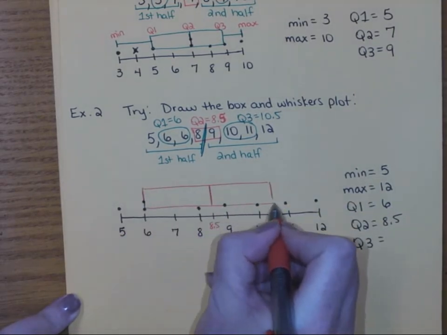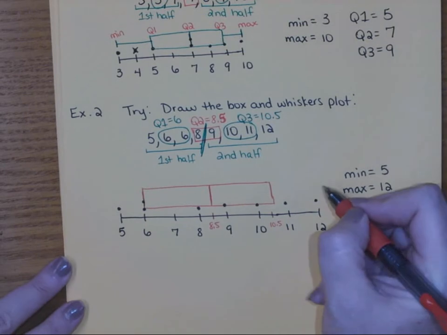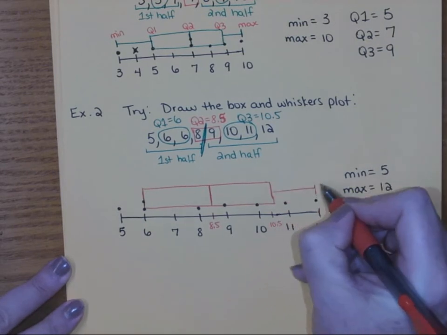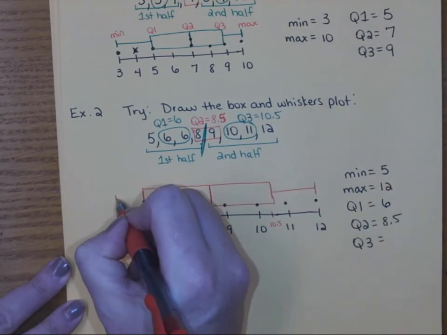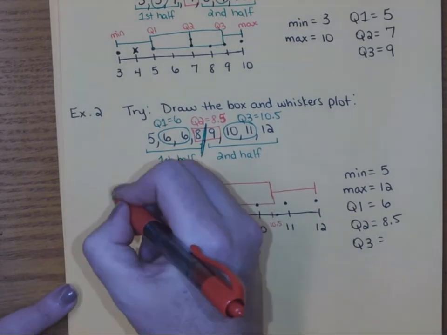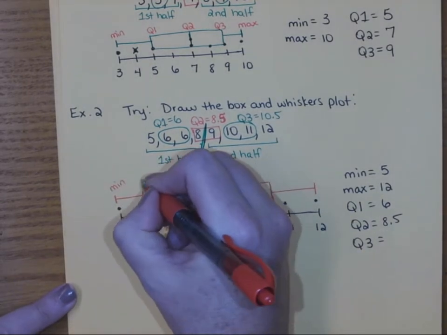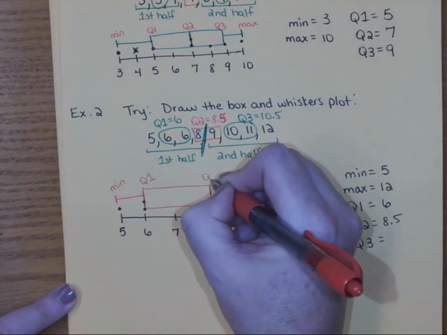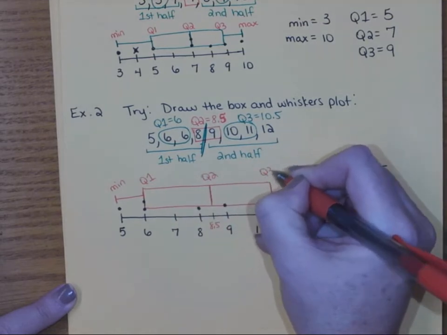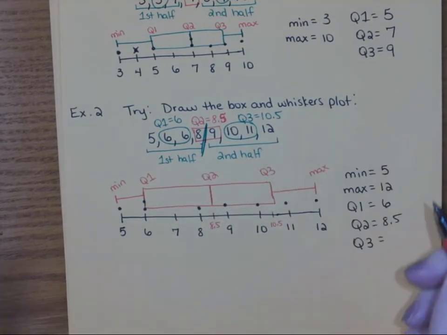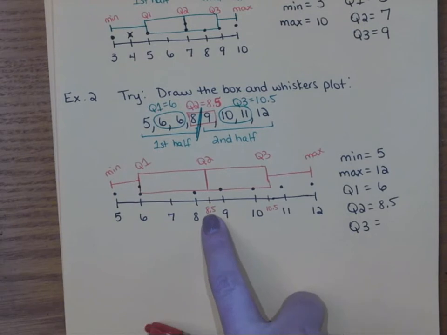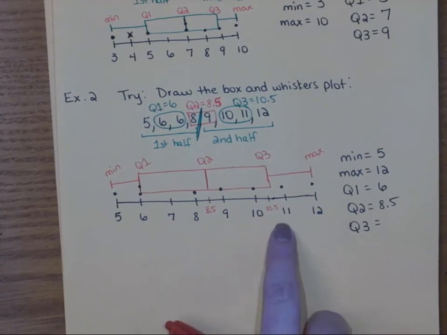So here are my boxes. And then here are my whiskers. And again, I want you to mark these. So this is going to be Q1, Q2, Q3, and the max. On your homework, your number line should indicate all of the values. It should be very clear. If you have to go in between two whole numbers, then make sure you indicate that.